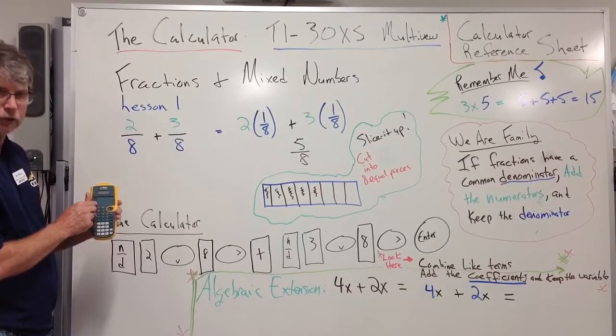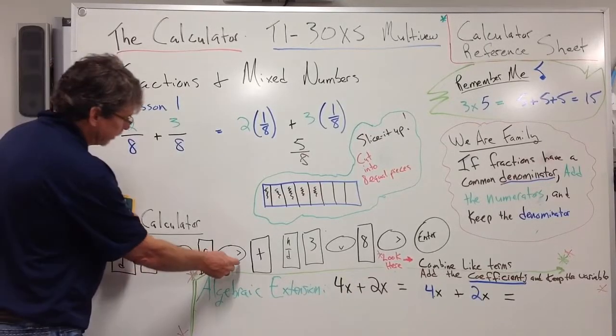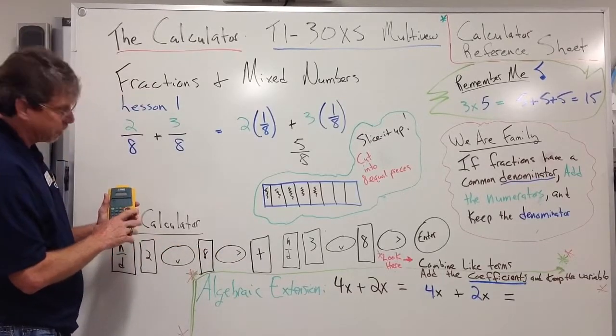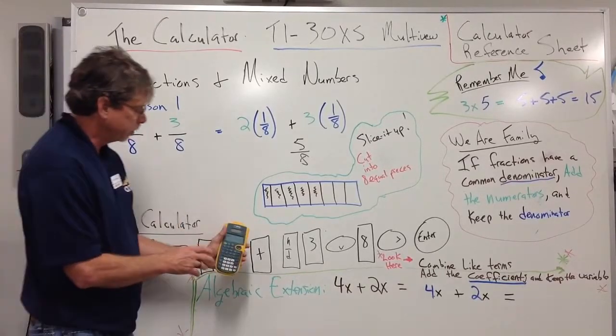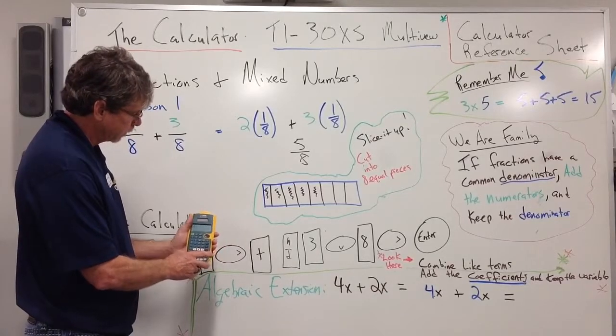Notice that your cursor is still blinking on the bottom. You now have to hit the right arrow to get out from beneath the fraction. Now you're ready to put the plus sign in. So hit the plus sign.